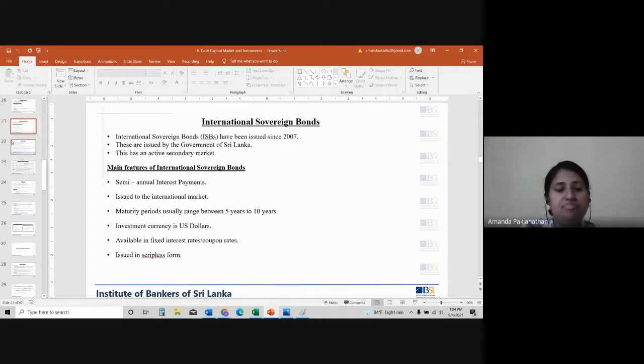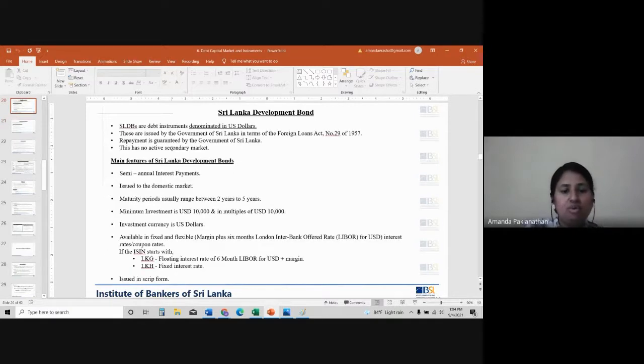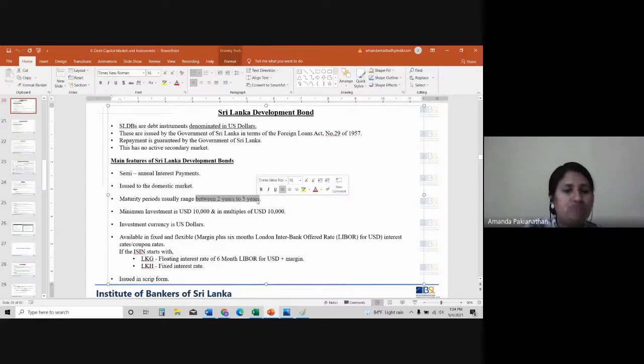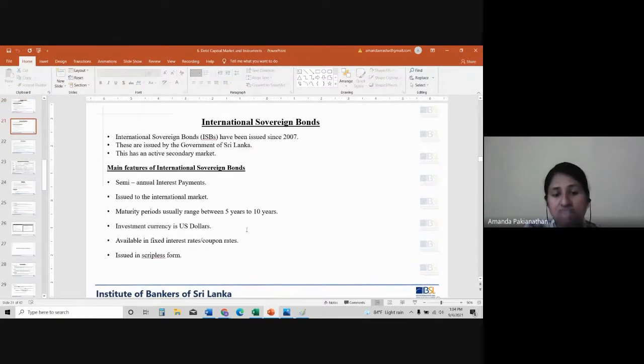And remember, development bonds are long-term instruments, yes, but their tenor falls within the range of 2 to 5 years. And these instruments can be issued on a fixed interest rate or on a floating interest rate basis. But international sovereign bonds are with a tenor of 5 to 10 years, a bit longer in terms of tenor than a development bond, and those are available in fixed interest rates. Okay, remember the differences. That's the important key area.